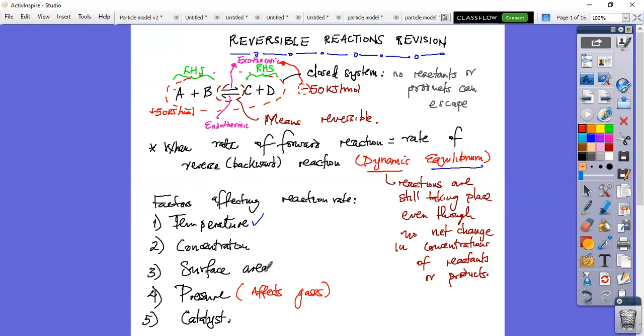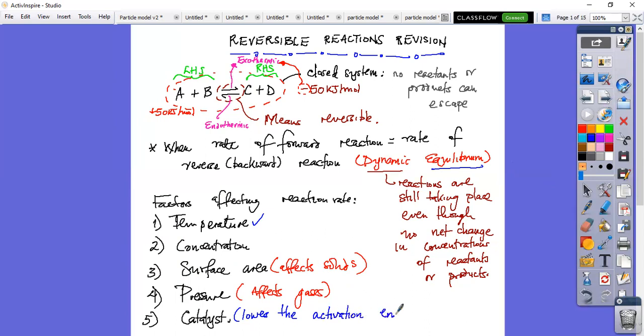Yeah. Likewise, surface area. Now, surface area, this involves reactants which are in solid form. Affects solids. Okay? Yeah. So surface area has the same effect as changing the concentration. Likewise, pressure has the same effect as changing the concentration. Yeah. Now, what does a catalyst do in a reaction? A catalyst simply lowers the activation energy.